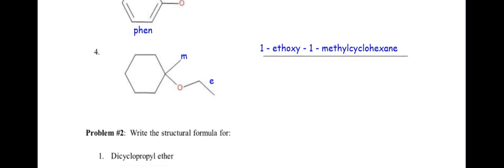So write the structural formula for each of these. Dicyclopropyl ether and 2-methoxyoctane. Why don't you go ahead and do those, pause this, and when you're done, come back.